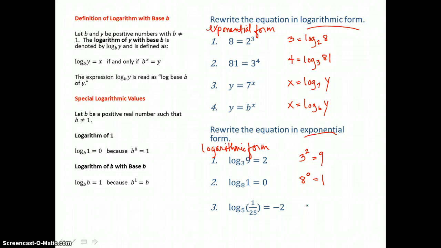That says the same thing as what? Our base is 5. Our exponent is negative 2, and that's equal to 1/25. And we know that that's true also because to get rid of this negative 2 exponent, we'd have to move 5 to the denominator of a fraction and make the exponent positive. So we'd have 1/5 squared, which is 1/25.